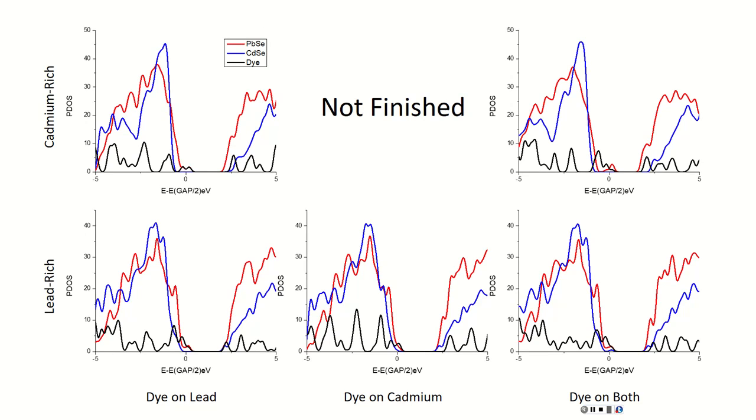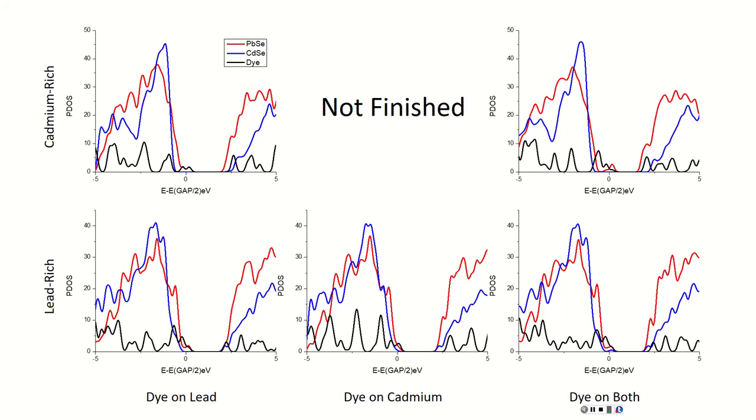Yeah. So if we look at the lead rich on the left and the center, even though you put the dye on cadmium, there are still states that are right at the band gap for lead. Yeah.